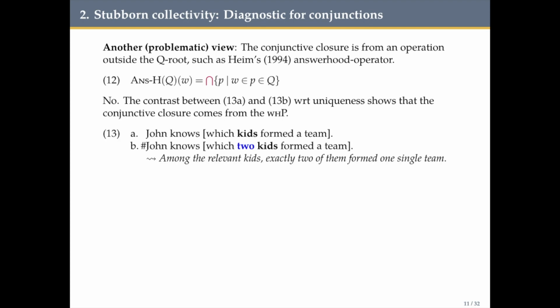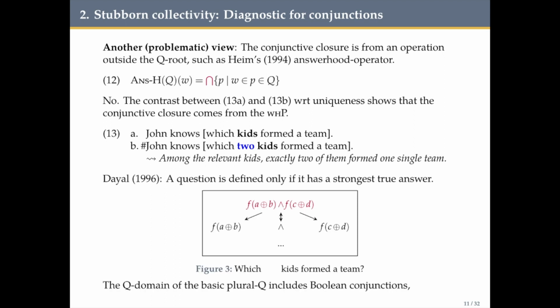However, this idea cannot capture the contrast between 13a and b with respect to uniqueness. In the same discourse, it is infelicitous to say John knows which 2 kids formed the team because the sentence implies that among the relevant kids, exactly 2 of them formed one single team. This uniqueness requirement is standardly explained by Dayal's presupposition, which says that a question is defined only if it has the strongest true answer. For the plural question, which kids formed the team, the strongest true answer is the conjunctive answer, which is derived based on Boolean conjunction. While for the numeral modified question, which 2 kids formed the team, it does not have this strongest true answer because its Q domain does not include Boolean conjunctions.